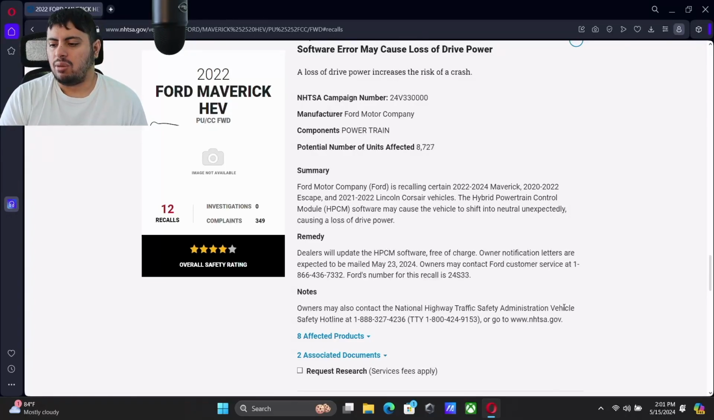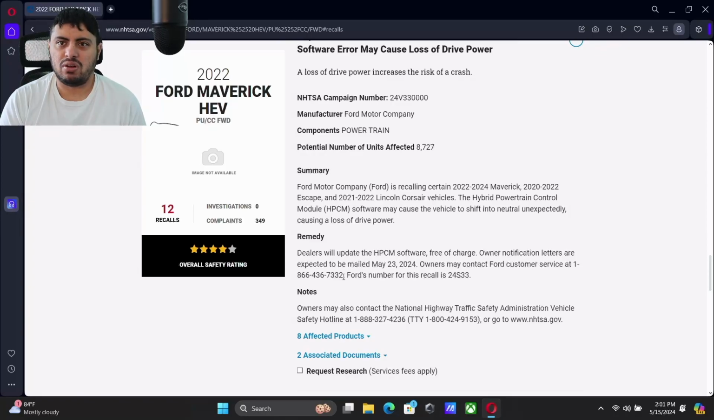I do bring up the cracked cylinder head recall just because it is a bit interesting. We will actually see this time whether Ford fixes the issue correctly, which it sounds like they will, because it sounds like it's just a software issue according to them, and they are going to do a software update, obviously free of charge, this being a recall. But it is a bit interesting. We'll have to see how this further progresses. This just sucks for a lot of reasons.